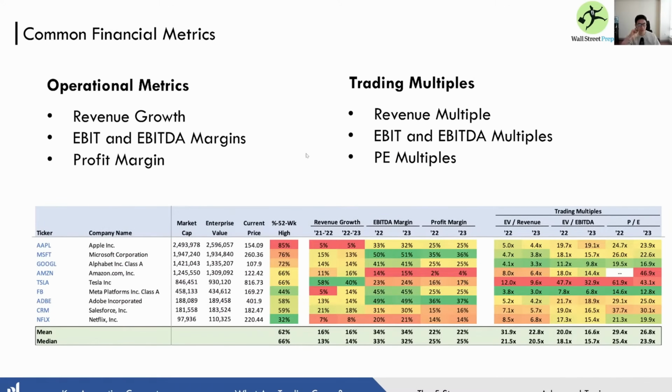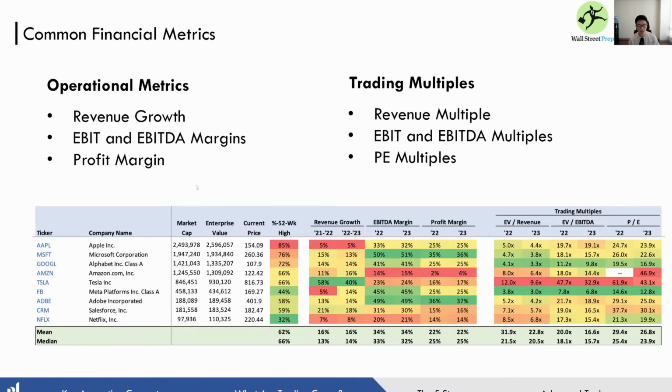Common financial metrics you can see here are operational metrics like your revenue growth, EBIT and EBITDA margins, and profit margin. And then trading multiples that are pretty common are your revenue multiple, EBIT and EBITDA multiples, and PE multiples. And this is eventually what we're going to build to. This is what trading comps tend to look like on the back end, inside an investment banker's Excel. I'll show you what this all looks like soon.